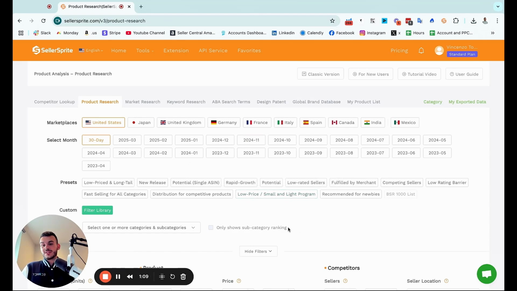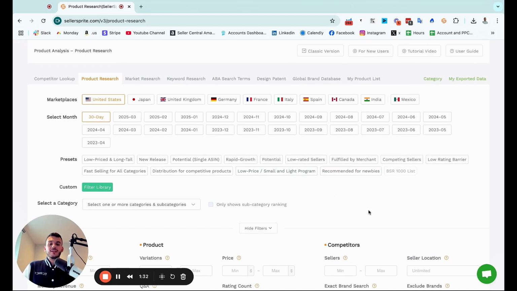Okay, so the first thing we're going to see is effectively all the markets that are available when it comes to the research. One of the things about Sellersprite is the availability that you have in terms of the number of marketplaces. You have effectively all the main markets at your disposal. And the other thing that I also like about Sellersprite is the presets that you have here.